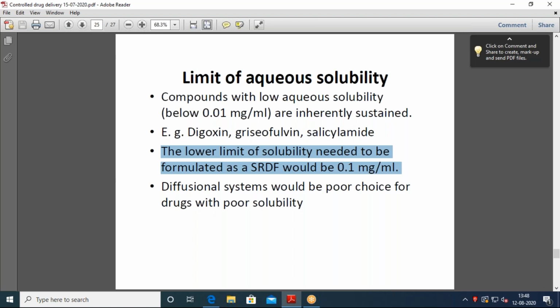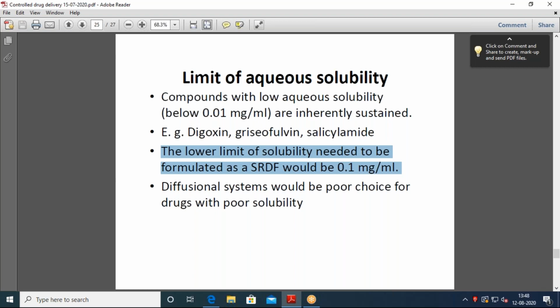You have studied, for example, earlier you saw what is diffusional system, what is dissolution system. You remember, or you have totally forgotten now? All of you remember? Yes or no? Nobody remembers? Diffusional system, dissolution system. Anybody remembers or no?